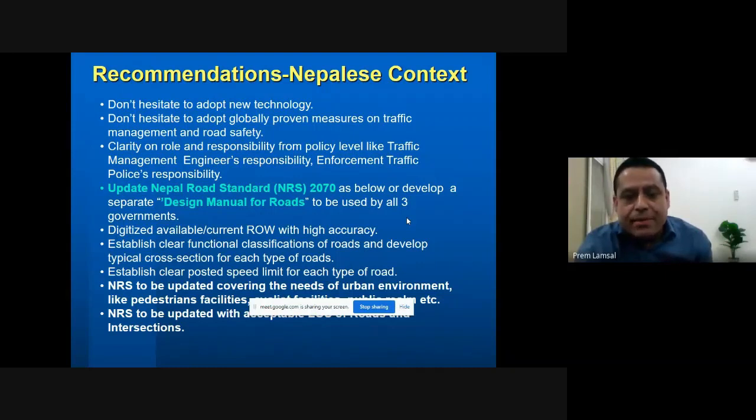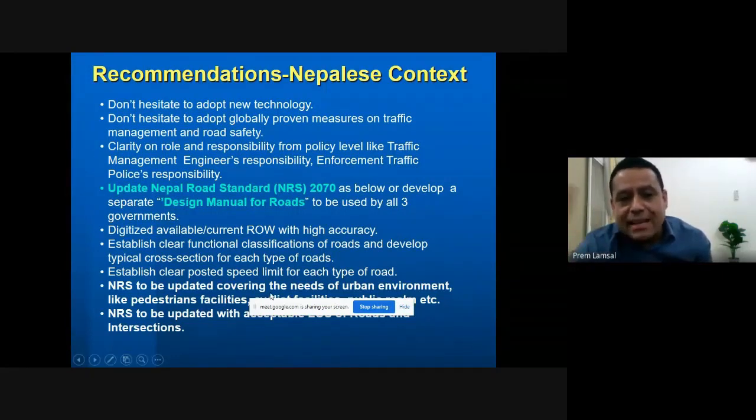So that is one of my recommendations, and I would like to recommend again to digitize the available and current right of way. In our country, to decide on proper intersections, we need to know the available land. If we have to go for additional land, yes, but we need to have clear data on the exact width of the right of way. For that, most countries are digitizing this, and they have clear CAD drawings and a very good database in GIS. So I think it is very important in our country to digitize the right of way.